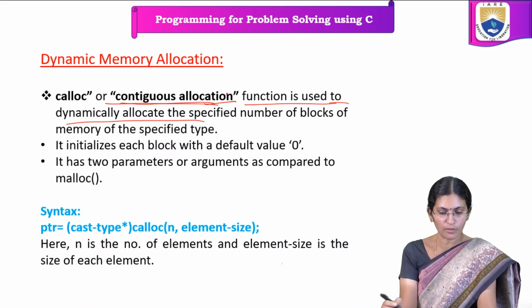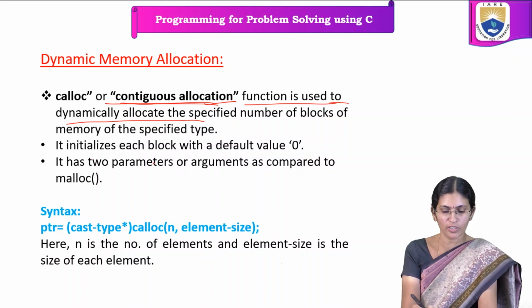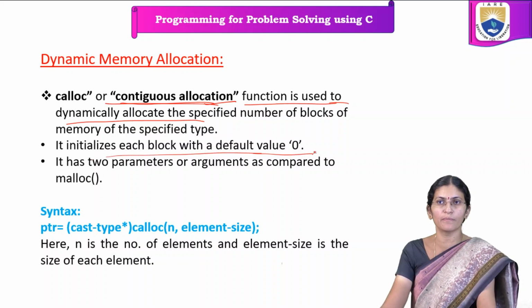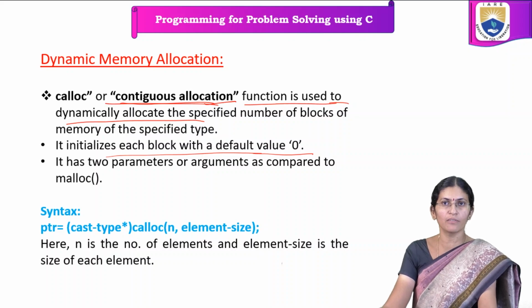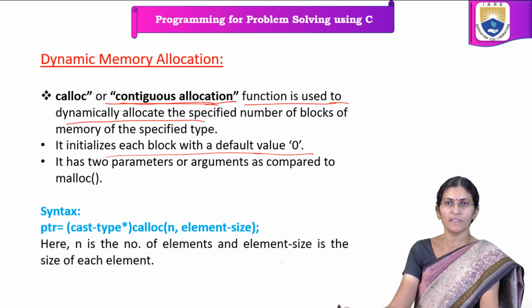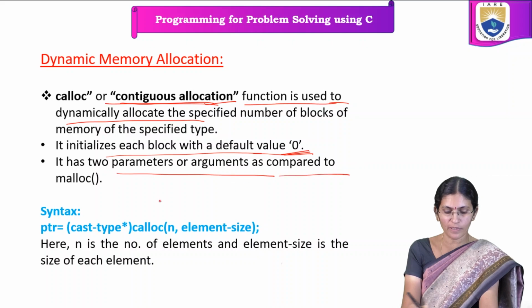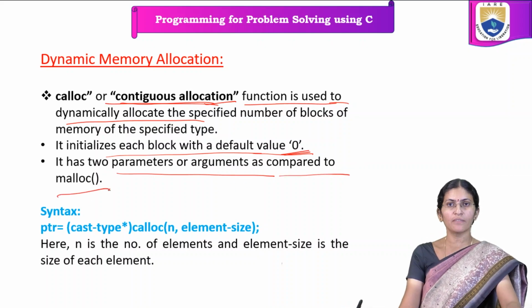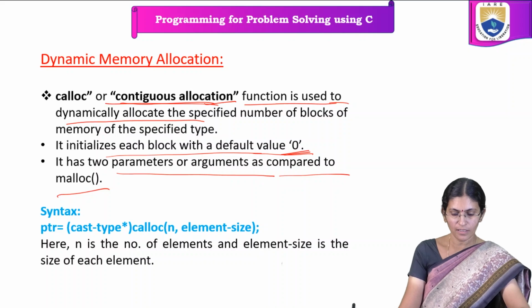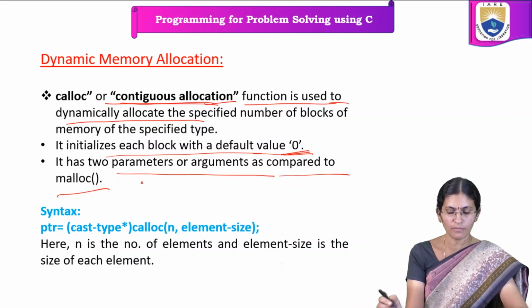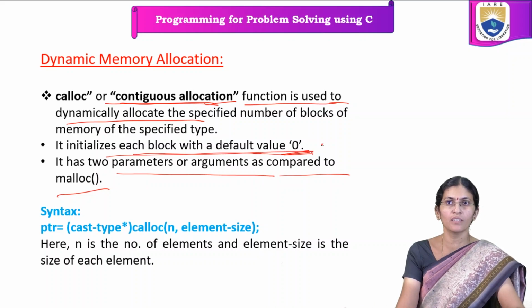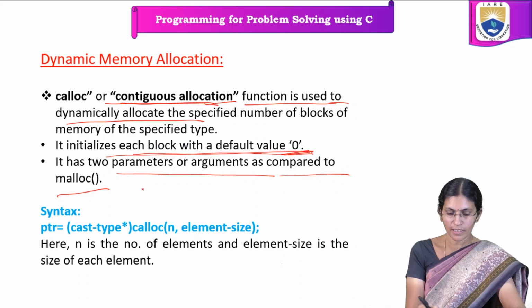The other difference between calloc and malloc is that the calloc function initializes each block with a default value 0, whereas in case of malloc, the block of memory is initialized with garbage value. So here each block is initialized with a default value 0. It has 2 parameters or arguments as compared to malloc. So you can see, this is the difference between calloc and malloc.